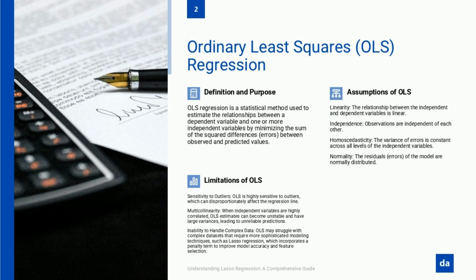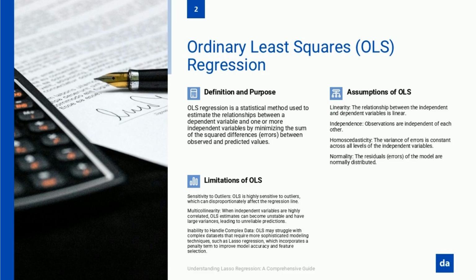Linearity. The relationship between the independent variables and the dependent variable should be straight-line-ish. If your data behaves like a roller coaster, OLS is going to struggle. Independence. Each observation should be independent of the others. If you're dealing with time series data or anything that has patterns, OLS might misfire.